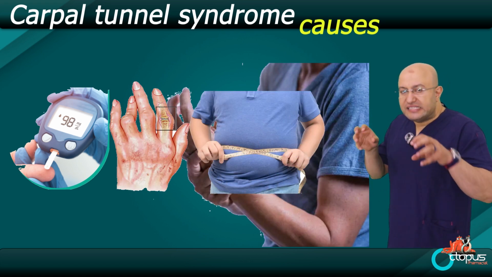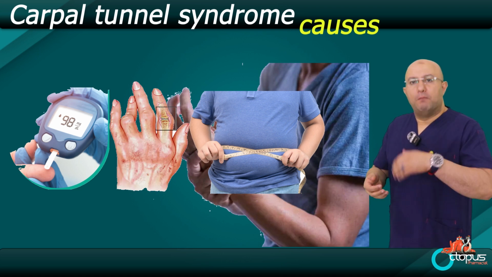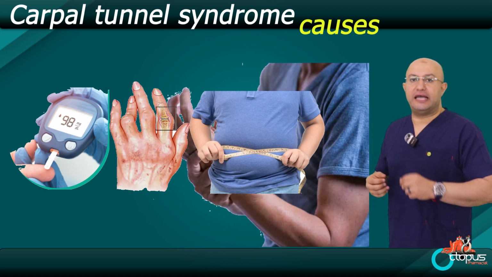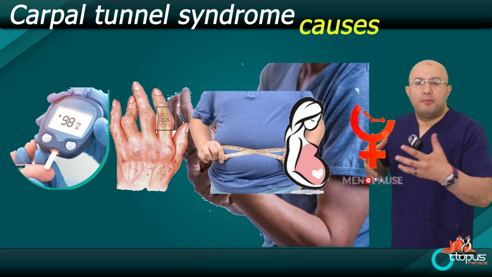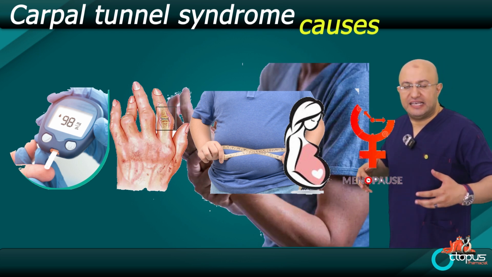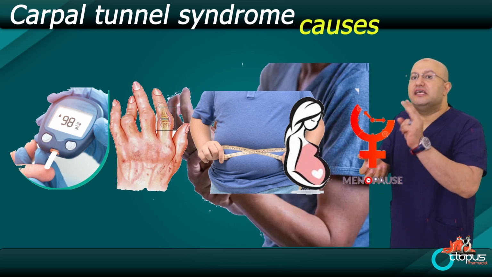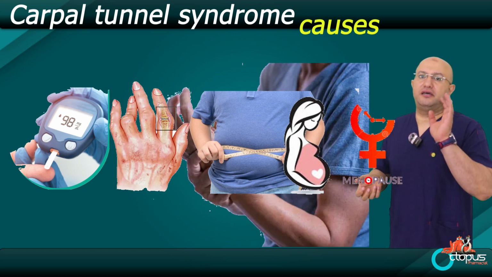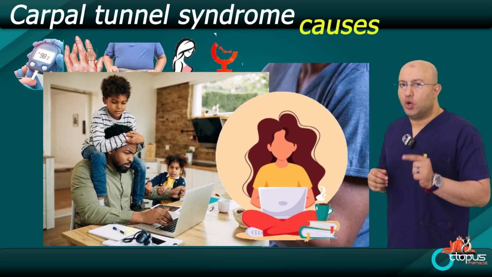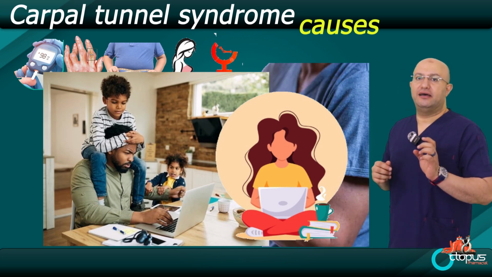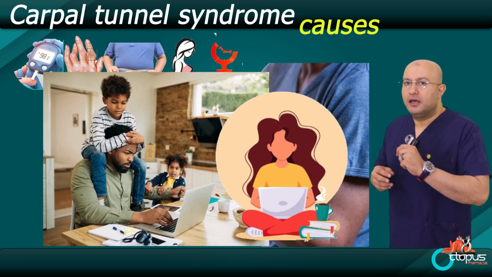Hormonal and metabolic factors. Fluid retention in the body can lead to swelling within the carpal tunnel, increasing pressure on the median nerve. This is commonly seen in pregnancy, weight gain and obesity. Pre- and postmenopausal women, due to hormonal changes, particularly fluctuations in estrogen, which contribute to fluid retention and tunnel narrowing.